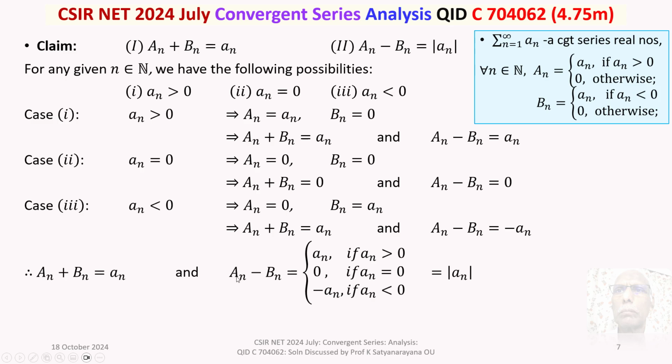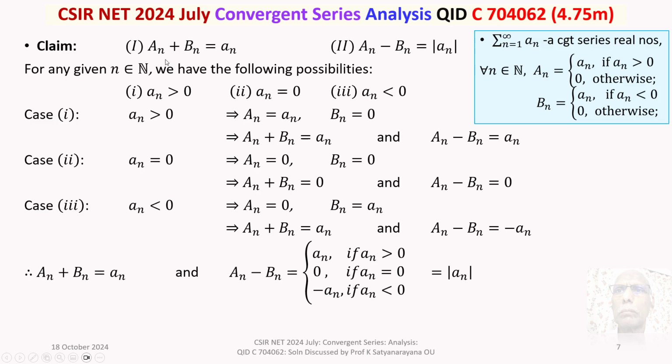And capital An minus Bn is, in the first case, An, that is when An is positive. In the second case, 0, that is when An is 0. In the third case, it is minus An when An is negative. That means it is equal to mod An. So mod An will serve our purpose, and An minus capital Bn is mod An. So thus we have established our claim.